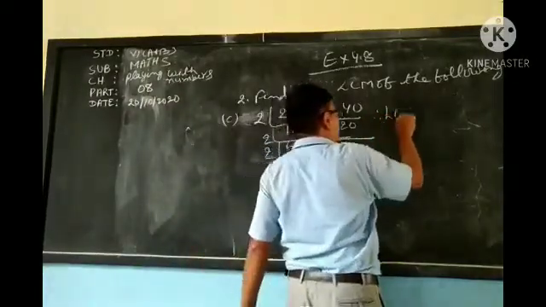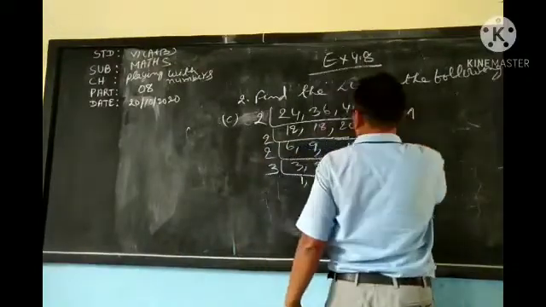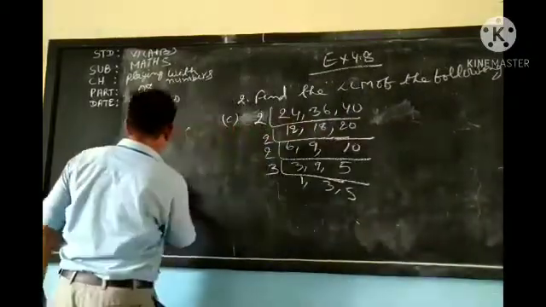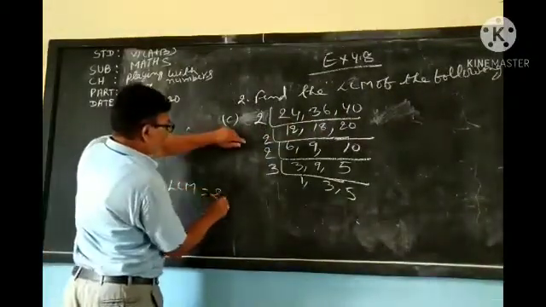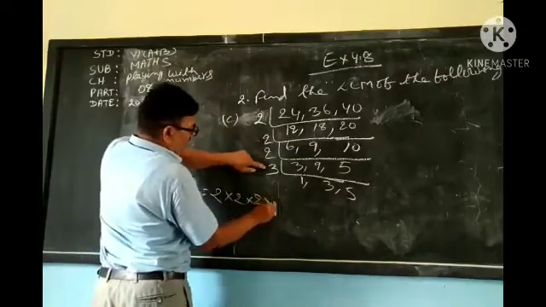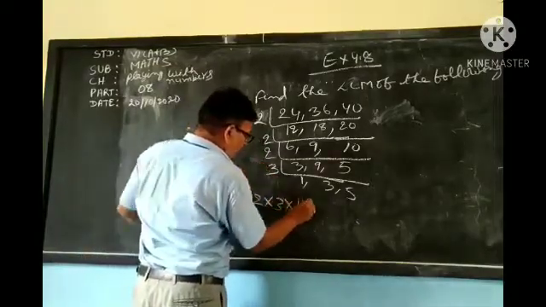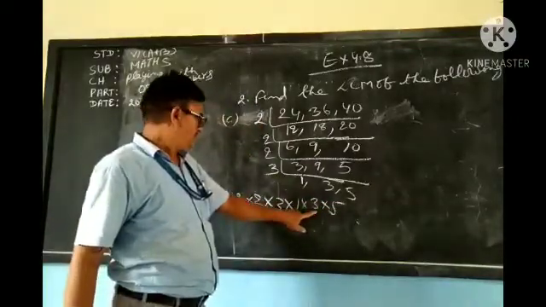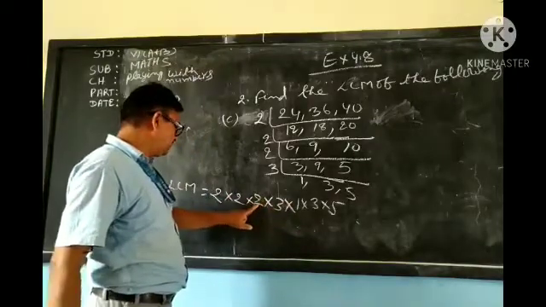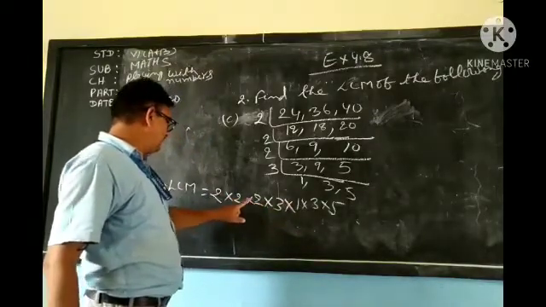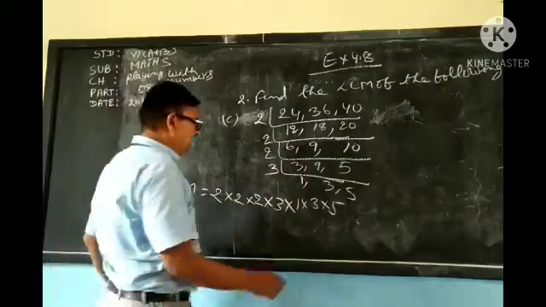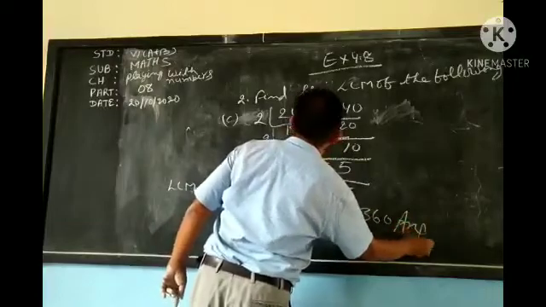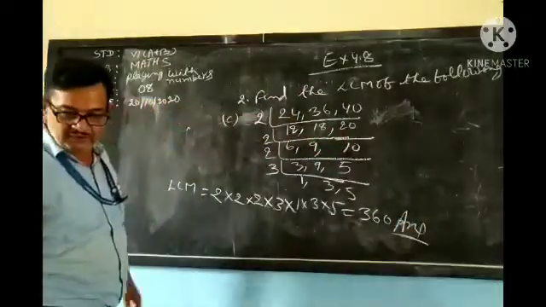Therefore, what will you write for the LCM? LCM is equal to 2 into 2 into 2 into 3 into 1 into 3 into 5. 5 into 3, 15; 15 into 3, 45; 45 into 2, 90; 90 into 2, 180; 180 into 2, 360. So 360 is the answer. Is it clear?